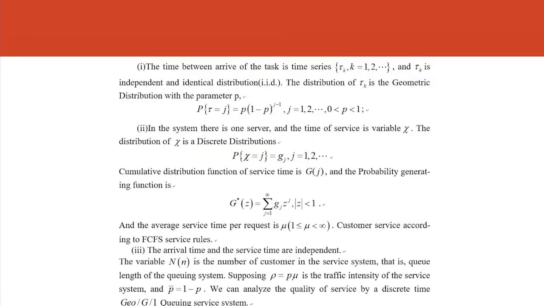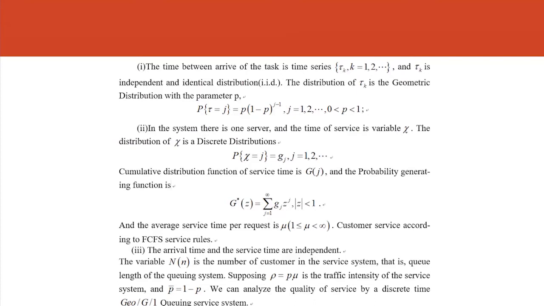Then we can make the following assumptions. One, the time between arrivals is a time series whose distribution is a generic distribution with parameter p. The second one is that in the system there is one server, and the service time is variable x. Third, the arrival time and the service time are independent.